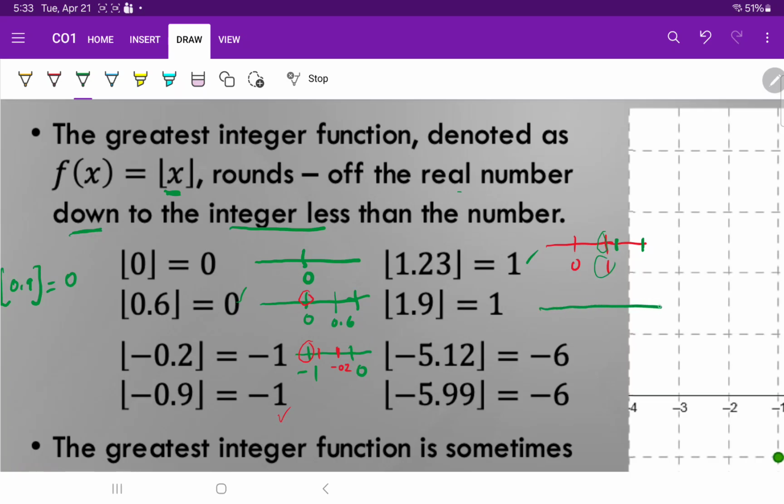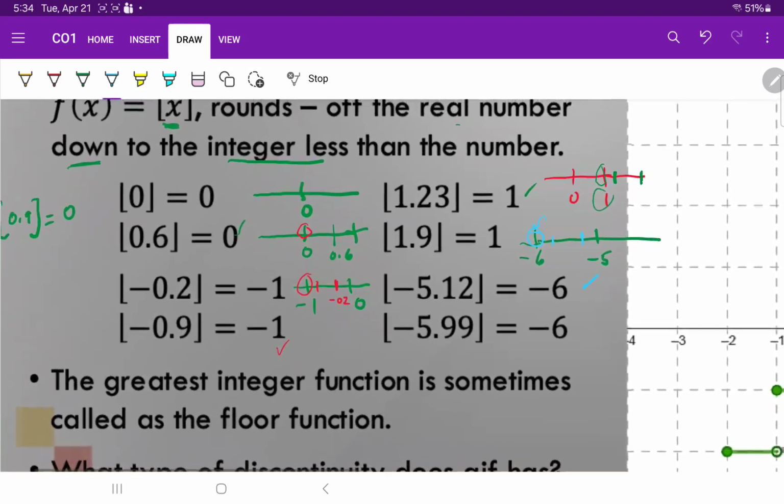For negative 5.12, if this is your negative 5, we have negative 6 here. Somewhere here is negative 5.12, so the integer to the left of negative 5.12 is negative 6. Same with negative 5.99, somewhere here. The integer to the left of negative 5.99 is negative 6.